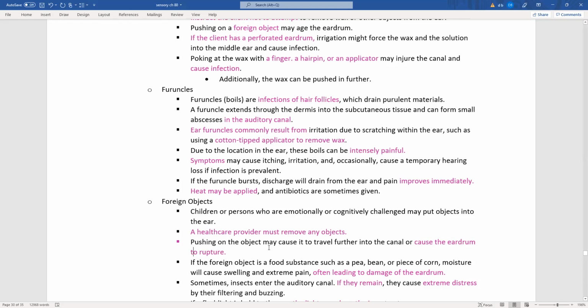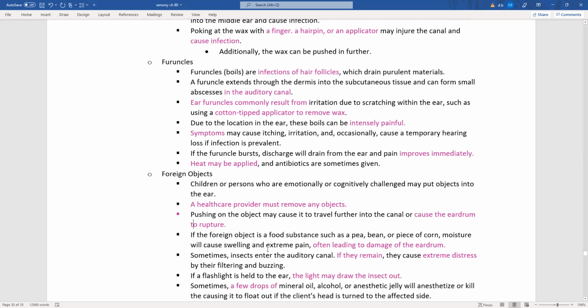If the foreign object is a food substance such as a pea, bean, or piece of corn, moisture will cause swelling and extreme pain, often leading to damage of the eardrum. Sometimes insects make their way up into the auditory canal. If they remain, they can cause some extreme distress by their fluttering and buzzing.